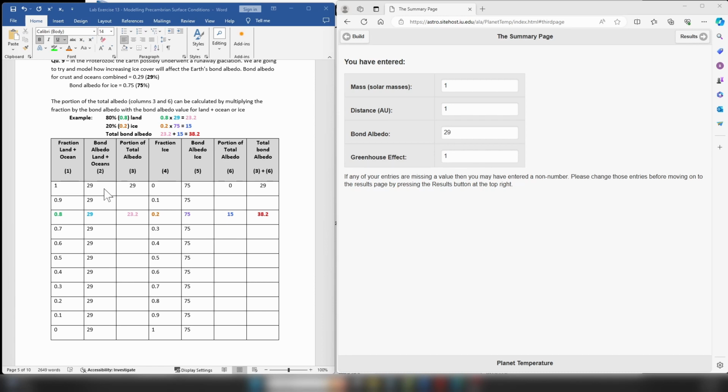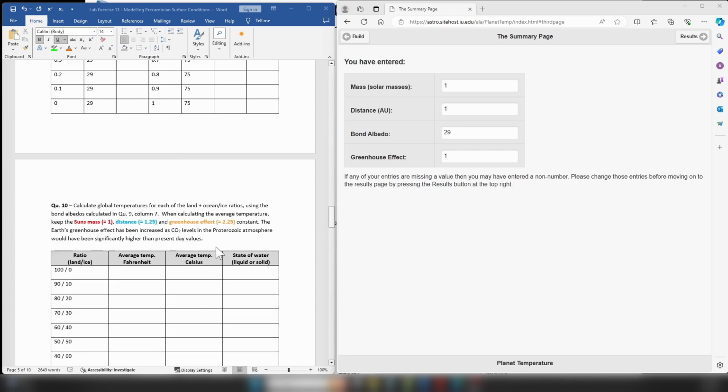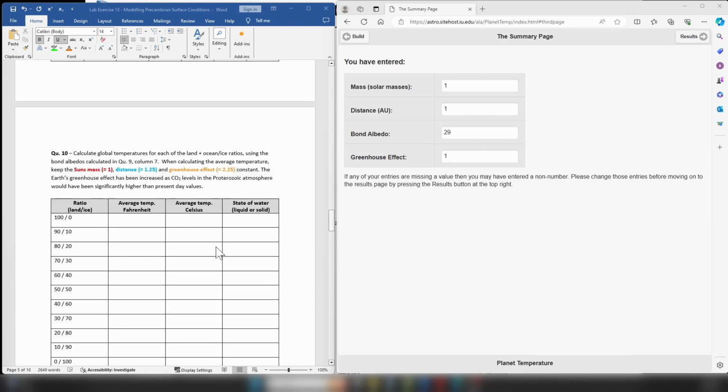Okay, so you're going to complete the rest of the table. So for instance, for let's say 50-50, so 50% land plus ocean and 50% ice, you're going to be doing 0.5 multiplied by 29 and 0.5 multiplied by 75, and then you're going to add the values from column 3 and column 6 together to give you your total bond albedo. And so you're going to do that for each of these ratios. Now, once you've done that, you are then going to move on to question 10.